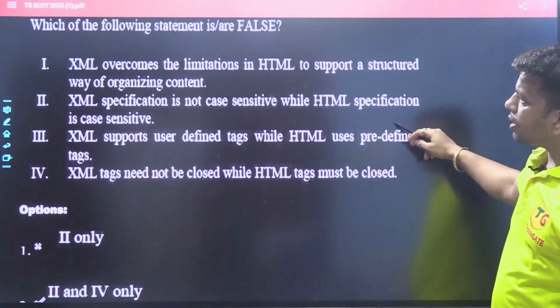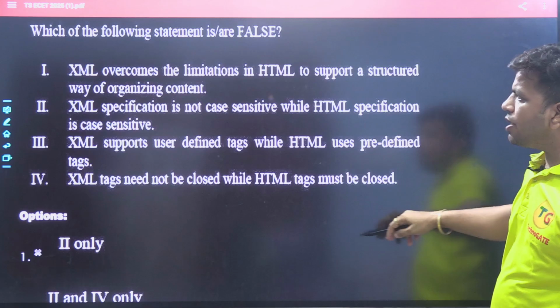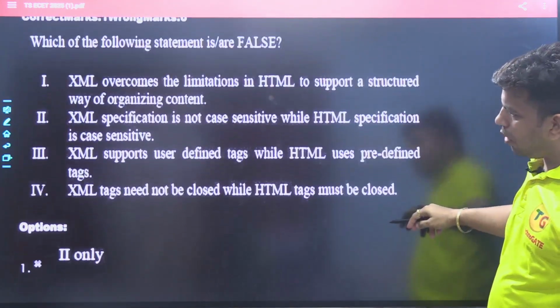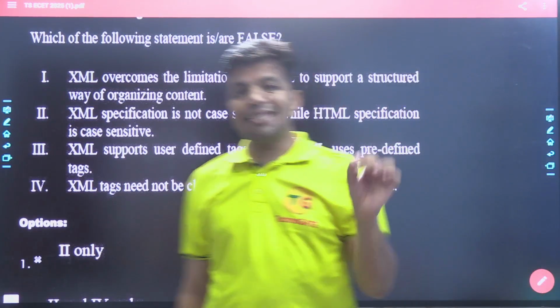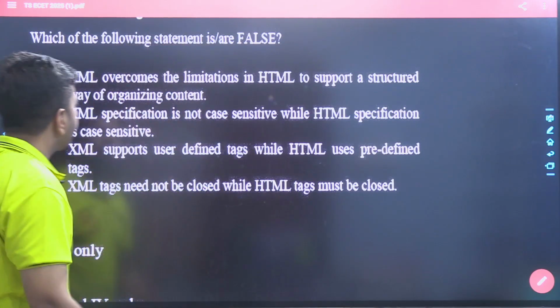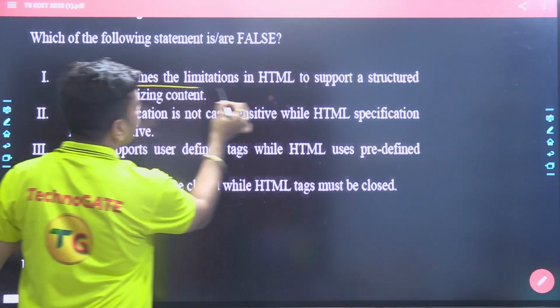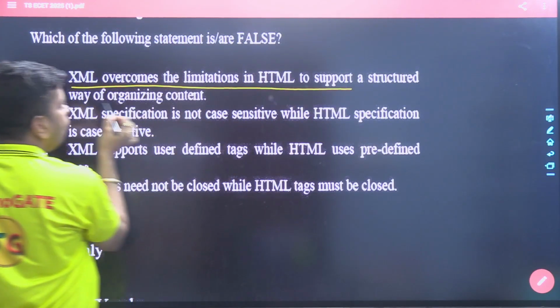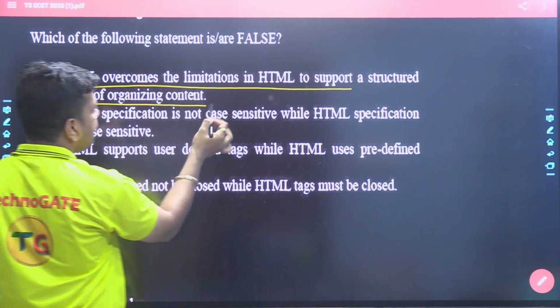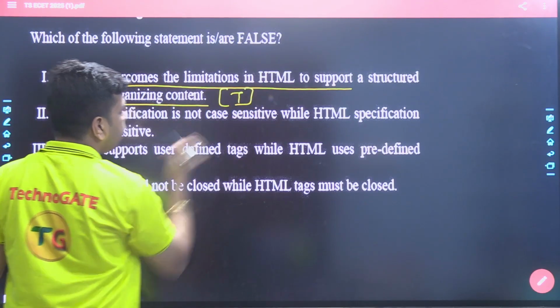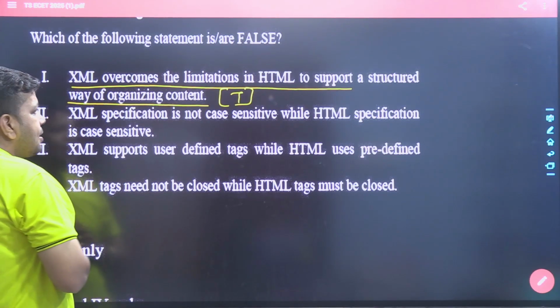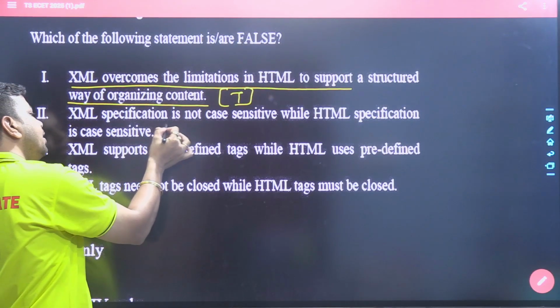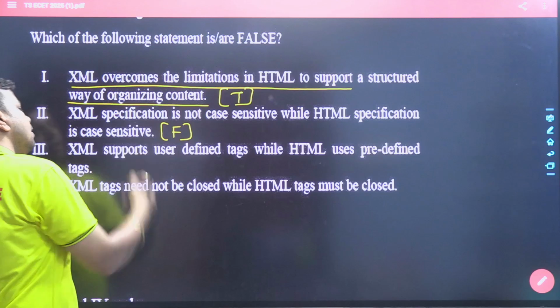Okay. Now there are 4 statements. You need to identify which statement is false about XML, Extensible Markup Language. XML overcomes the limitation in HTML, supports a structured way of organizing content. That statement is true. XML is not case sensitive while HTML is case sensitive, but this statement is false.